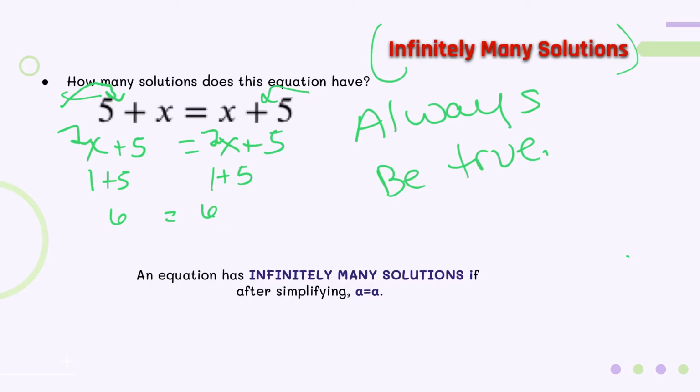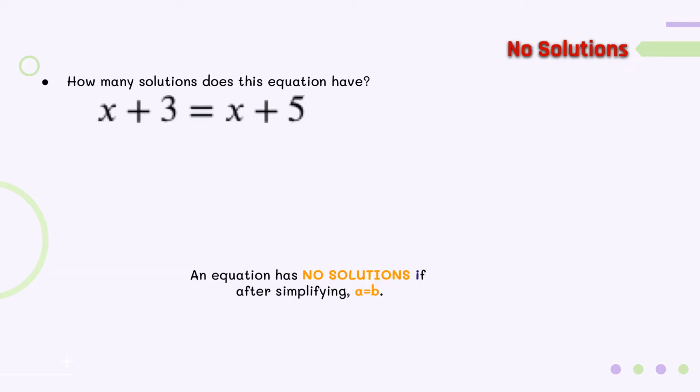So an equation has infinitely many solutions if after simplifying, a equals a. What that means is, if we look down here, 6 is equal to 6. If I put in a 0 for x, 5 equals 5. It's always true.